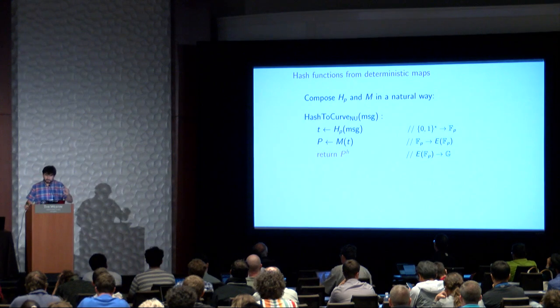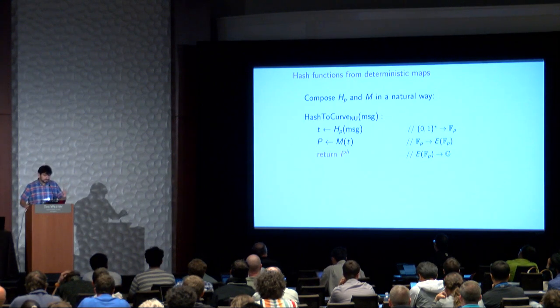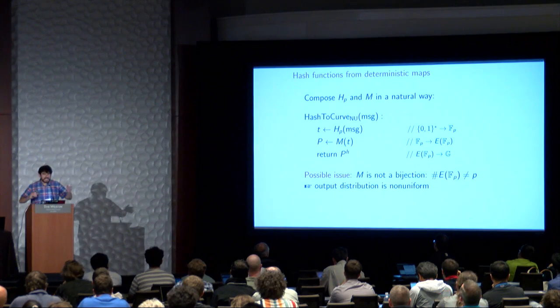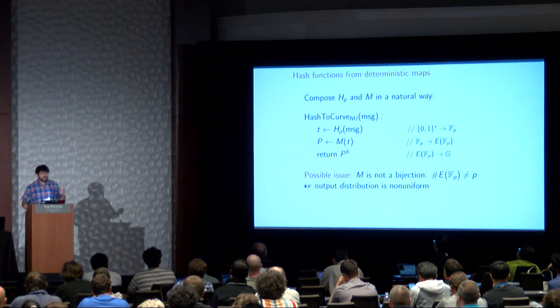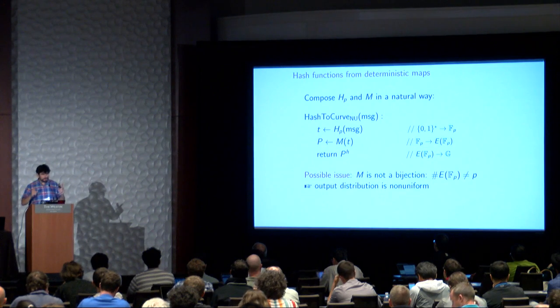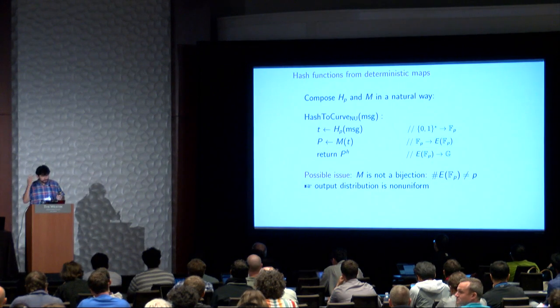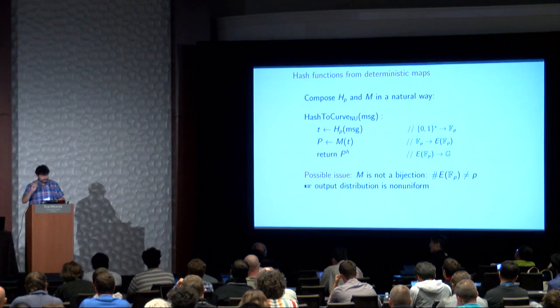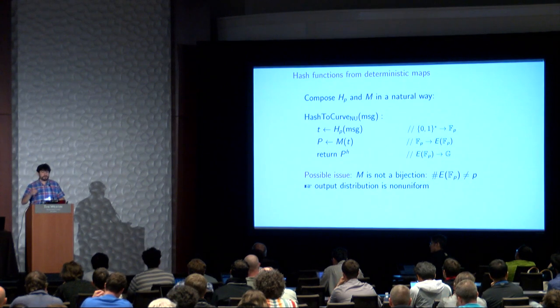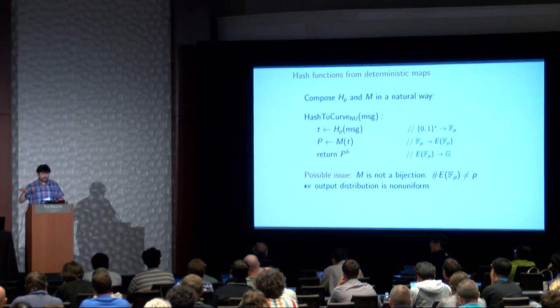So this is nice and simple, but there's a small snag. We've been discussing these deterministic maps, but I haven't made any promises about what the output distribution of the map looks like. We can guess, heuristically, that it's probably not a bijection, and the reason is this: in order for it to be a bijection, the number of points on the curve and the field characteristic would have to be the same. That means it's an anomalous curve, and we never use those for crypto because discrete log is easy. So for any curve we care about for cryptography, we're not going to have a bijection.